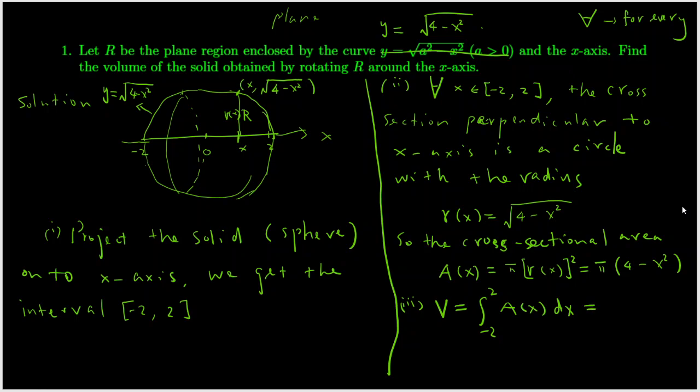Now the integral, we plug it in. We compute the definite integral from negative 2 to 2. You can leave out the constant of pi, and then you have 4 minus x squared.